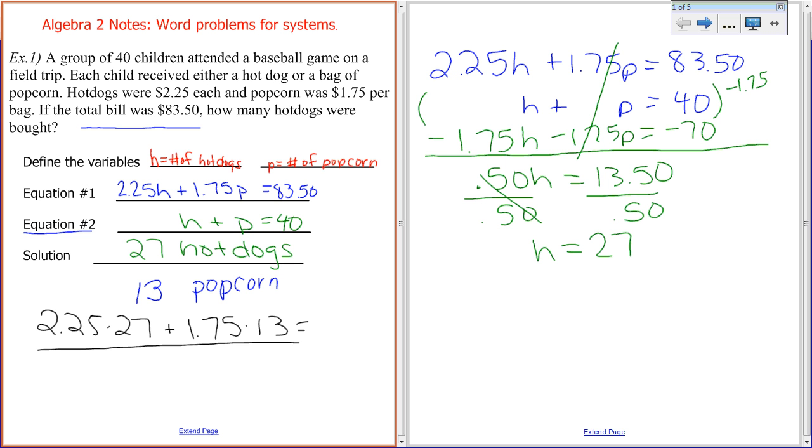I'm not good with the decimals. I need my calculator there. I typed it in, guys, and it gave me 83.50. Does that prove that this is a good answer? Because I got the total that I was looking for there.